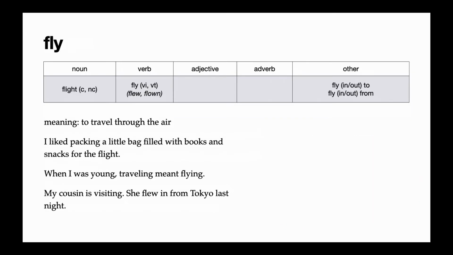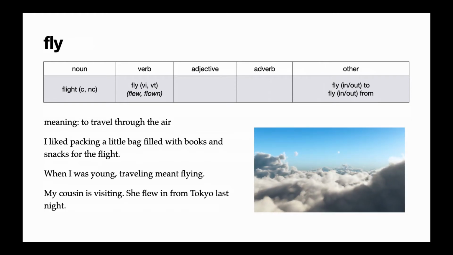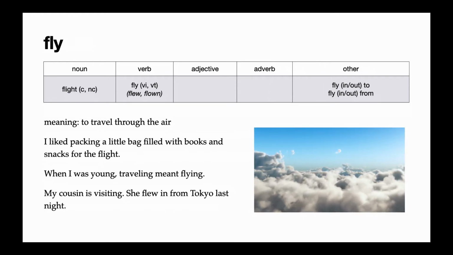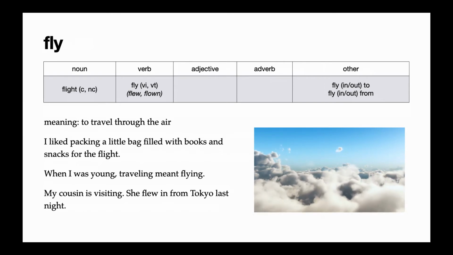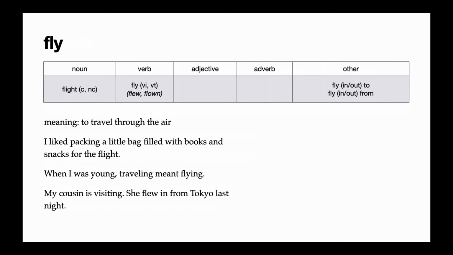Our next word is fly. Fly means to travel through the air. And in the reading, we use the noun flight, which means the journey that we take in airplanes. The second example shows flying used as a gerund. When I was young, traveling meant flying. And the third example shows the past tense of fly, which is irregular, which is flew. My cousin is visiting. She flew in from Tokyo last night.